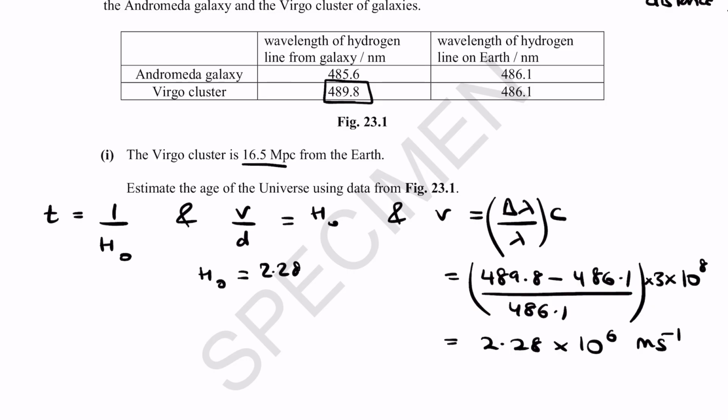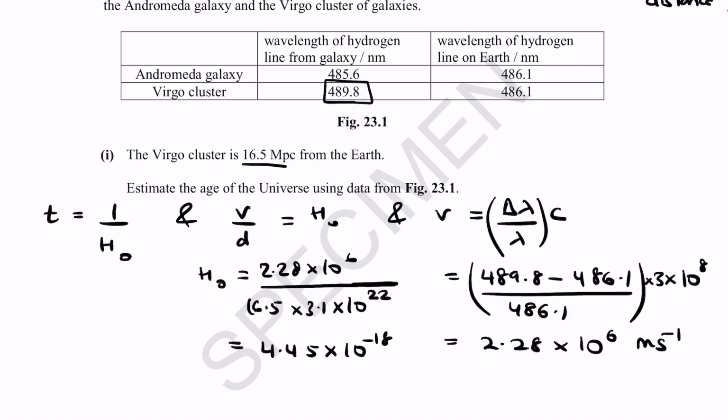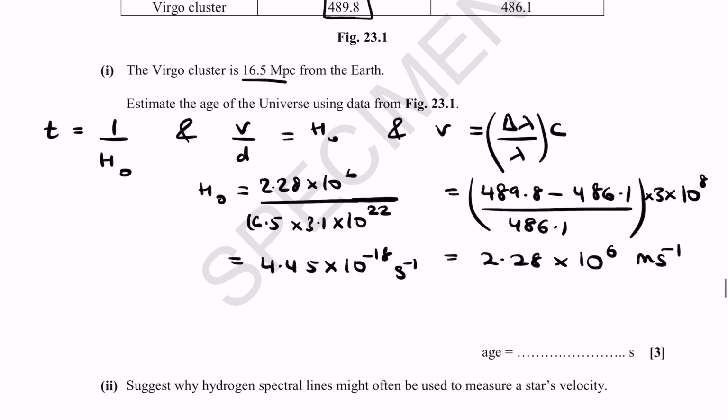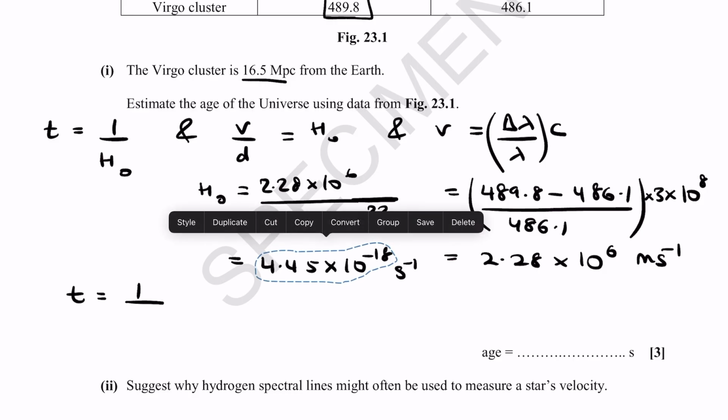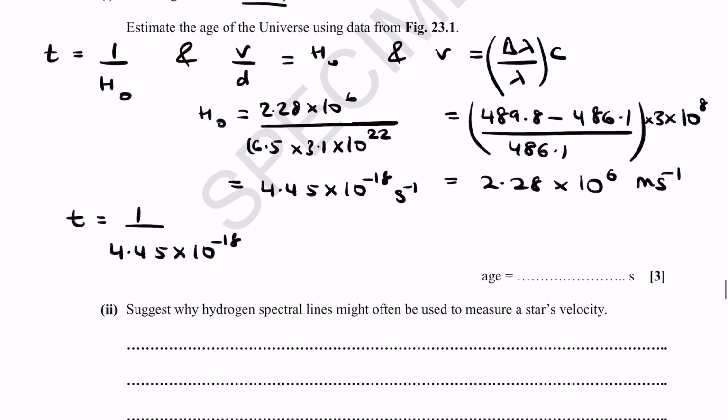So 2.28 times 10 to the 6 over the distance, which is 16.5 megaparsec. So 16.5 times 3.1 times 10 to the power of 22 meters. And that gives me a value of 4.45 times 10 to the minus 18 per second. And now I just have to flip it. So t is equal to 1 over that, and voila, I have the age of the universe as 2.2 times 10 to the power of 17 seconds.